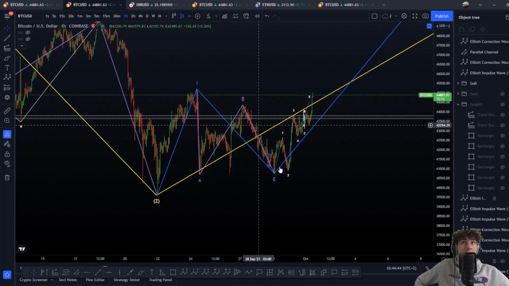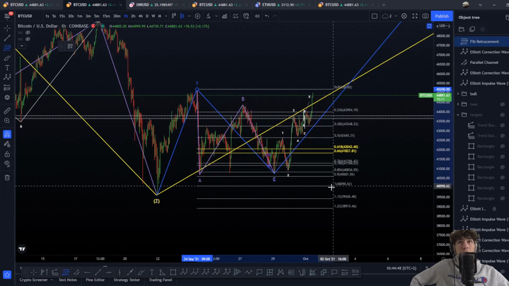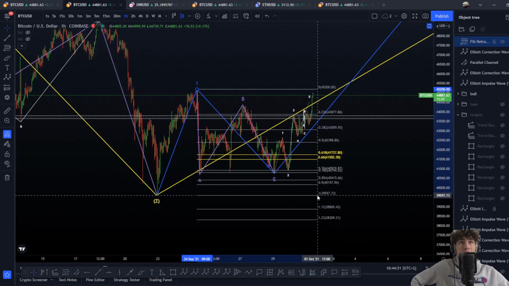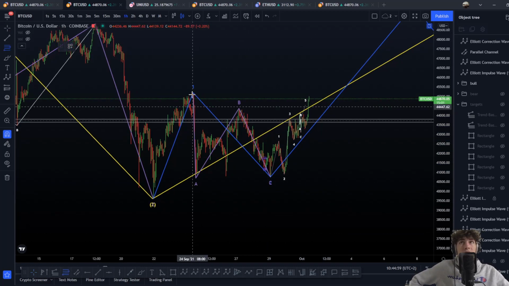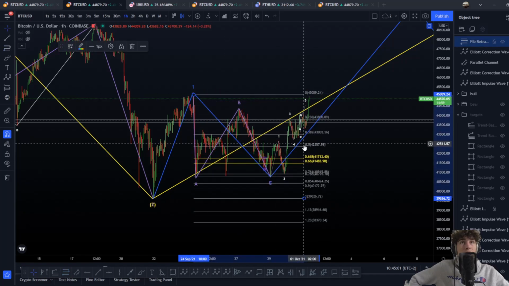5 waves and a retracement, typical for a wave 2. Retracement is a bit important here. If you look at this 76.4, 78.6, that's a big retracement for a wave 2. The most common retracement, as you know, is between the 50 and the 61.8.